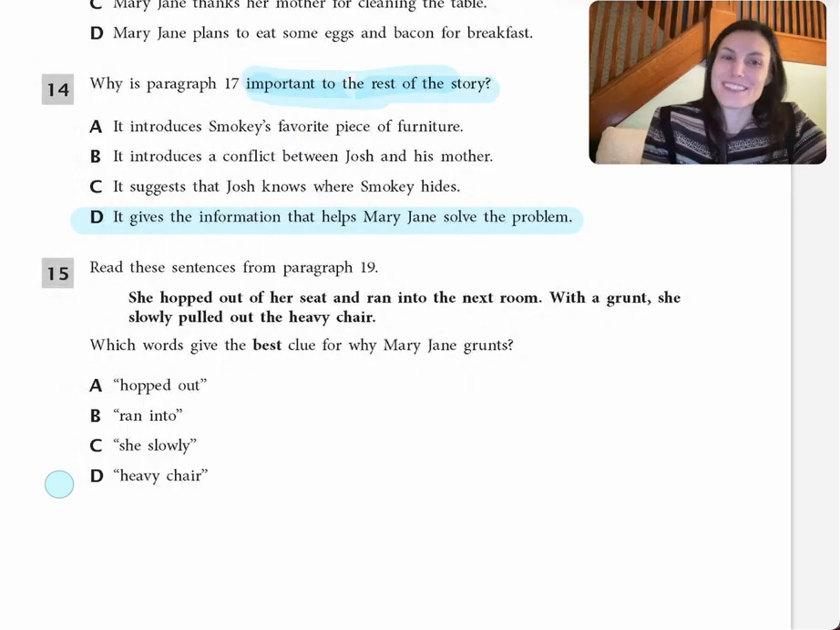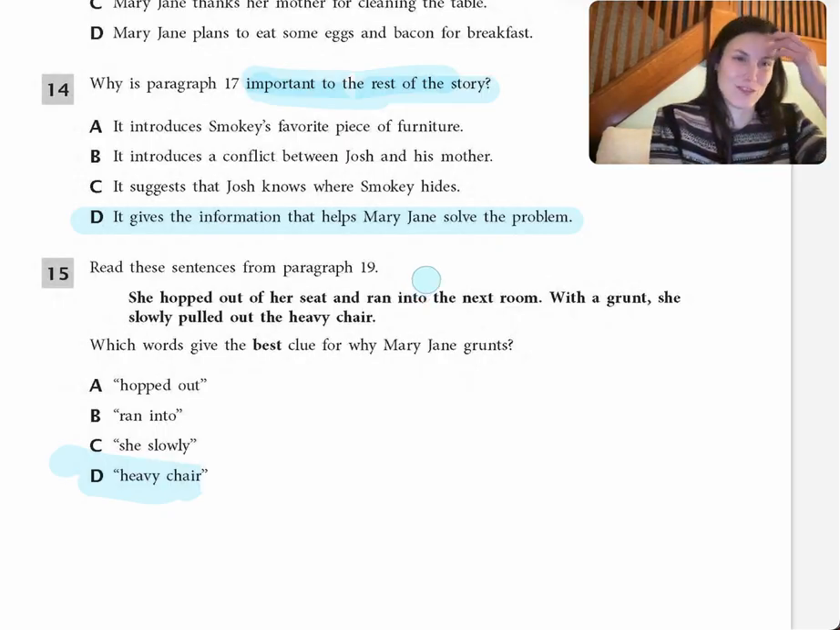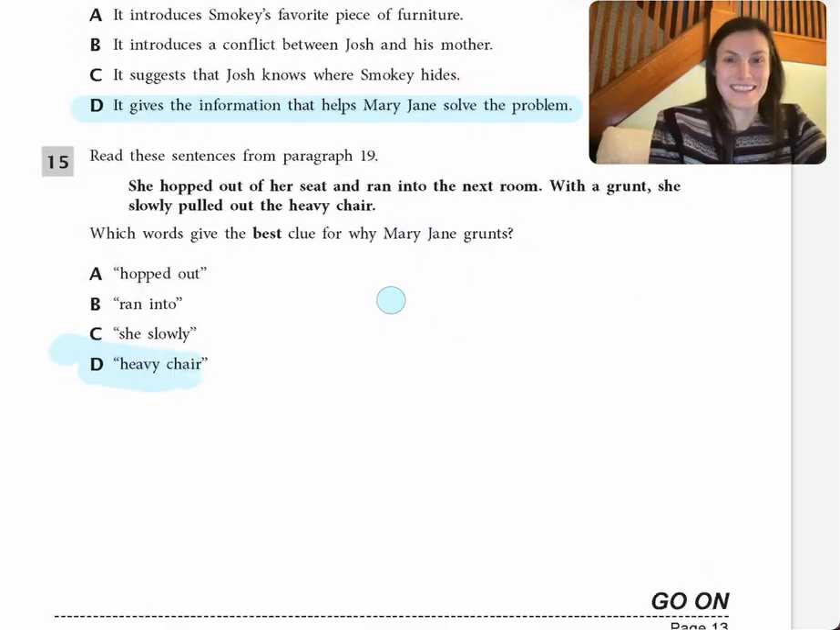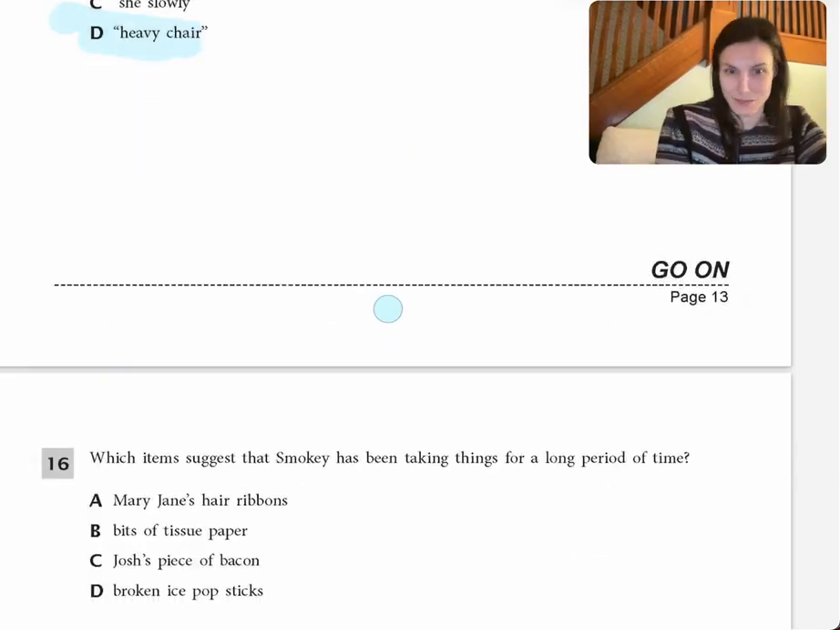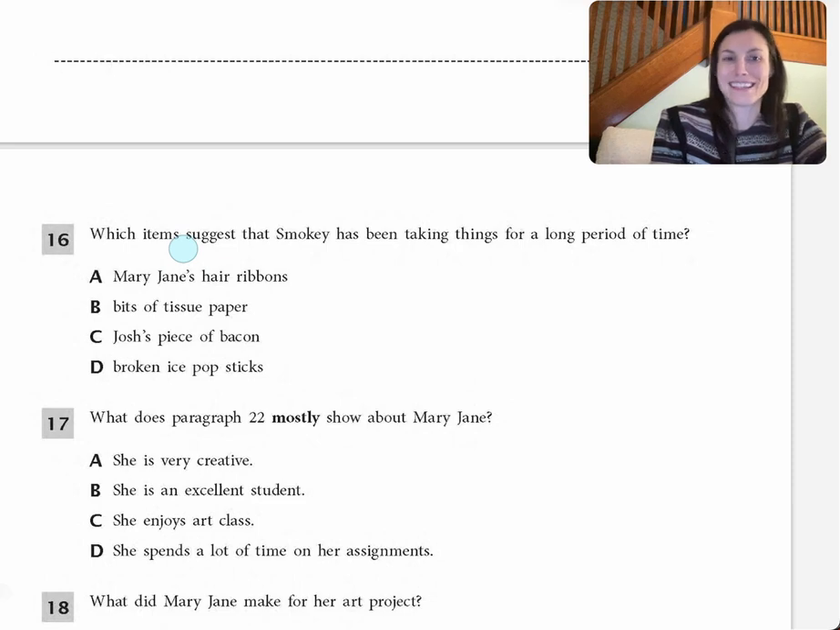We might want to say, if somebody's grunting, usually they're trying to pick something up. So for this one, it has to be the heavy chair. Grunting is going to be a noise that people make when they're doing something physically hard, like weightlifting or something. Which item suggests that Smokey has been taking things for a long period of time?